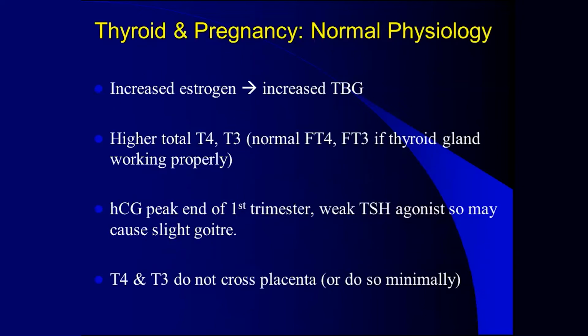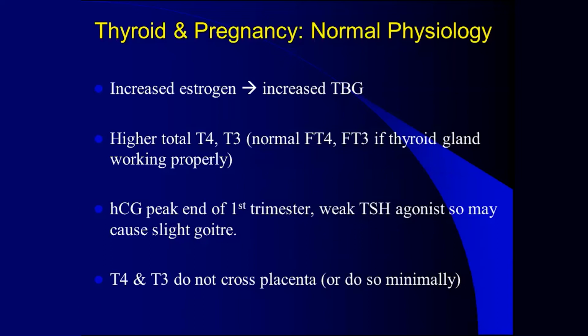Now coming to thyroid and pregnancy. Now this is very important. First, you need to understand the normal physiology here. In pregnancy, there is increased estrogen secretion, which in turn leads to increased thyroid binding globulin. Hence, the total T4 and T3 levels are increased in pregnancy, but the FT3, FT4 levels are normal because of the increase in the thyroid binding globulin.